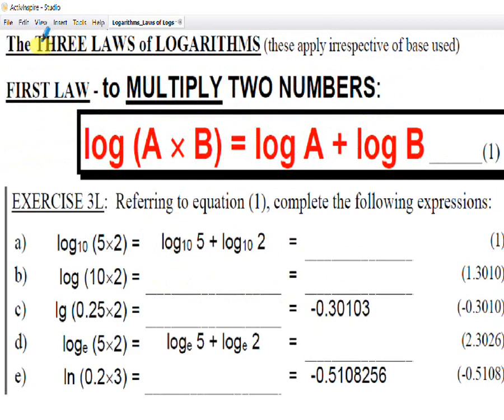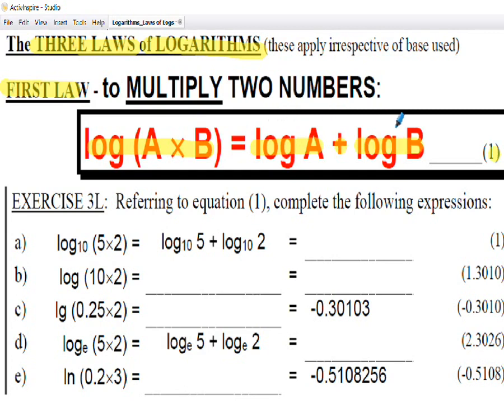Okay, we're now going to look at the three laws of logarithms, and it should be said that these laws apply to logs of any base, common logarithms, natural logarithms, or logs to any other base you want to use. The first law says that if we have log of a times b, where a and b are two numbers, that can be written as log of a plus the log of b.